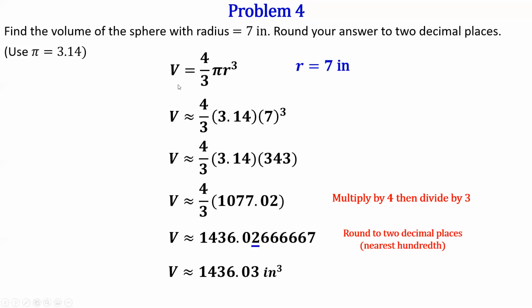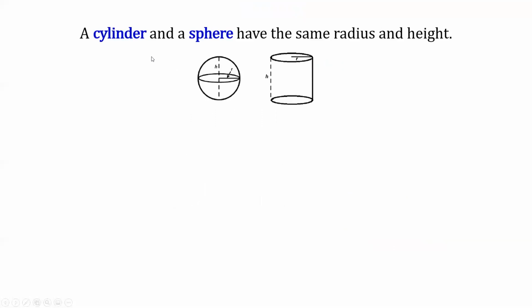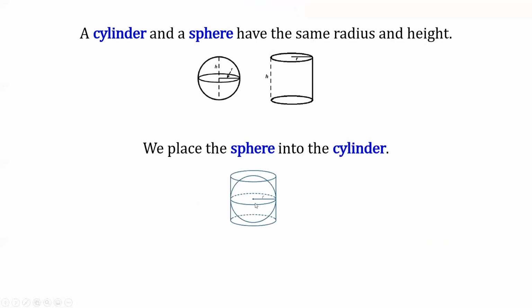Okay, now if you're curious about the formula, let's go and look at where this comes from. I'm going to do something very similar to the cone video. I'm going to take a cylinder and a sphere, and they have the same radius and height. And I'm going to take that sphere and place it inside of the cylinder. What I'm curious to know is, how much room does that sphere take up? Does it take up half of it, 3/4 of it, or does it take up 98% of it? I want to know.